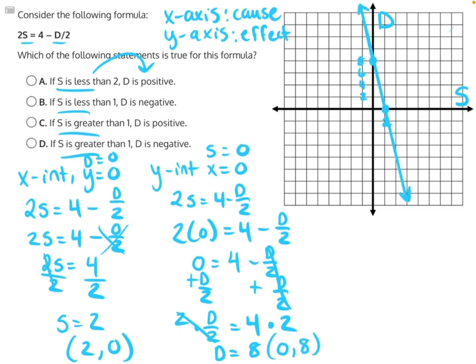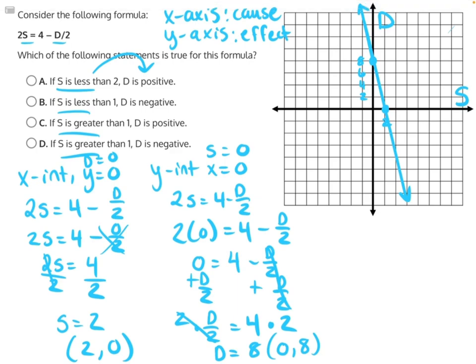Now I've graphed our two intercepts. We had (2, 0), which meant I went to the right 2 and up 0. And then we had (0, 8), which meant I went up 8 and over 0. Now we can analyze this graph and find our correct answer. Let's focus in on our x-intercept. Everything that is less than our x-intercept has positive d values, or d values that are above the x-axis. And then everything that is greater than our intercept has negative d values.